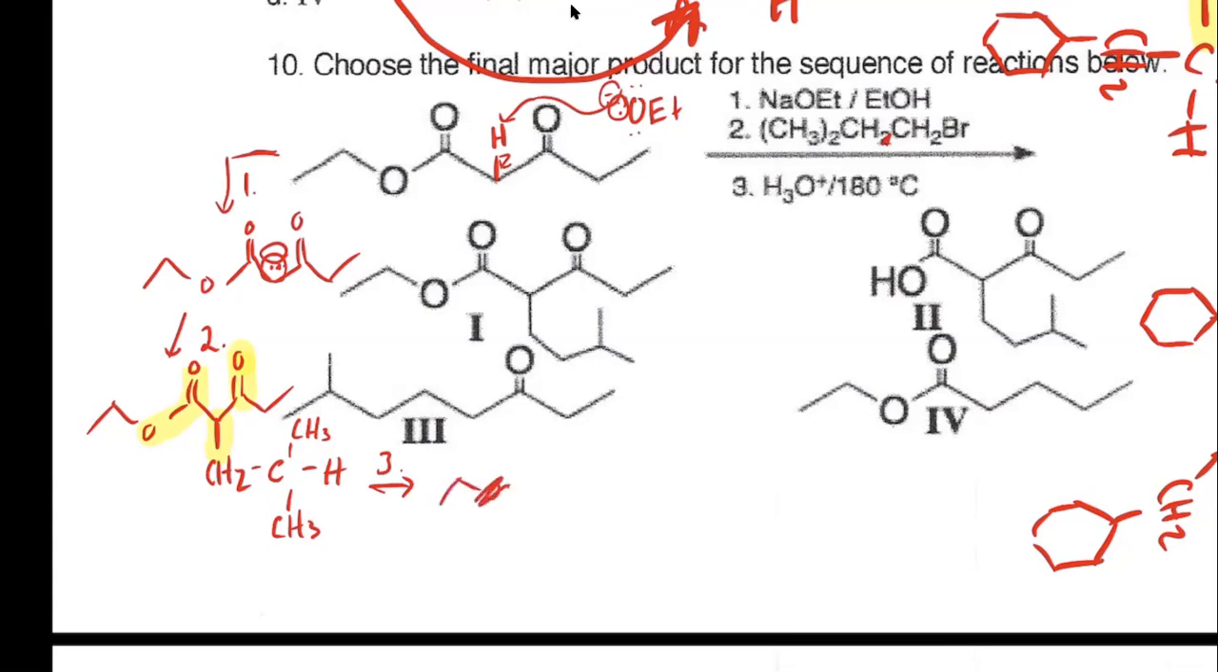And what's going to happen there is we're going to have some hydrolysis. We're going to hydrolyze that ester. And what are we going to form as a result? A carboxylic acid? I don't know. Yeah, awesome.